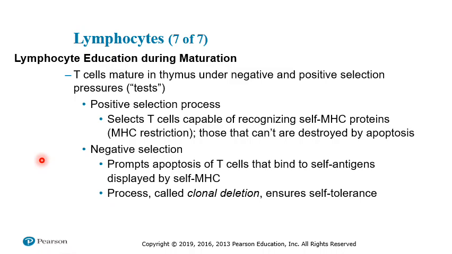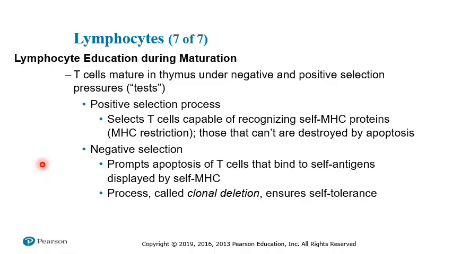Well, first of all, the T cells mature in the thymus under what you call negative and positive selection pressures. They are called tests. The positive selection process is the one that selects the T cells that are capable of recognizing the self MHC proteins, and those that cannot recognize them will be destroyed by apoptosis. So by the positive selection process, they need to recognize the self proteins. You need to know what is self, so that you know the self should not be killed.